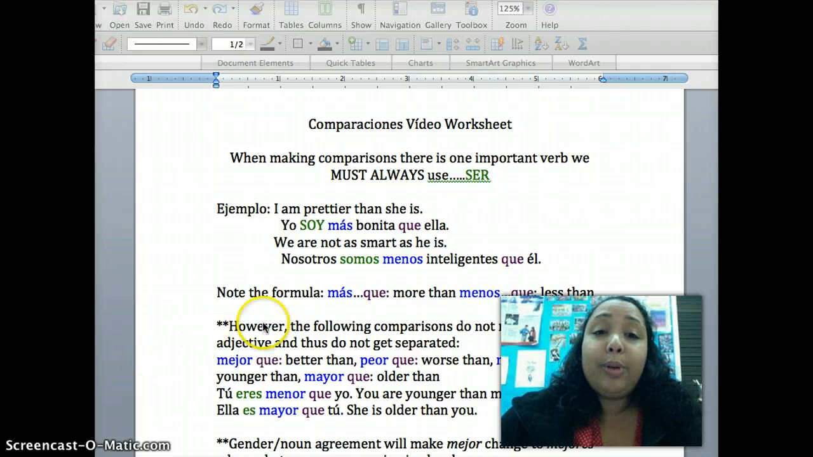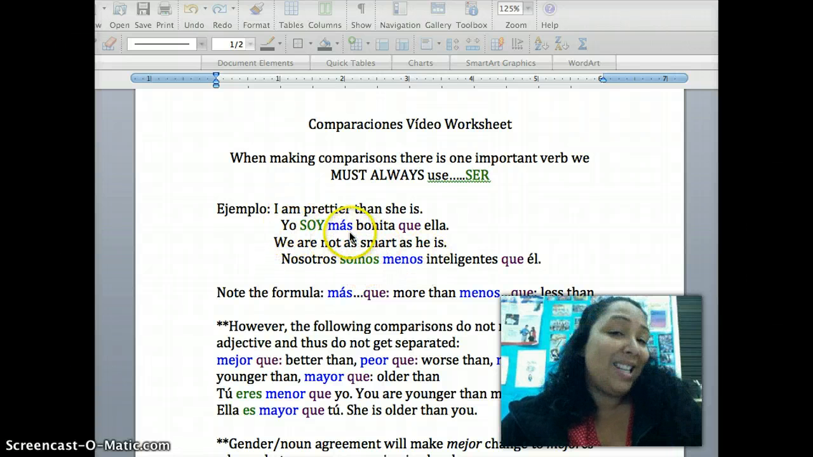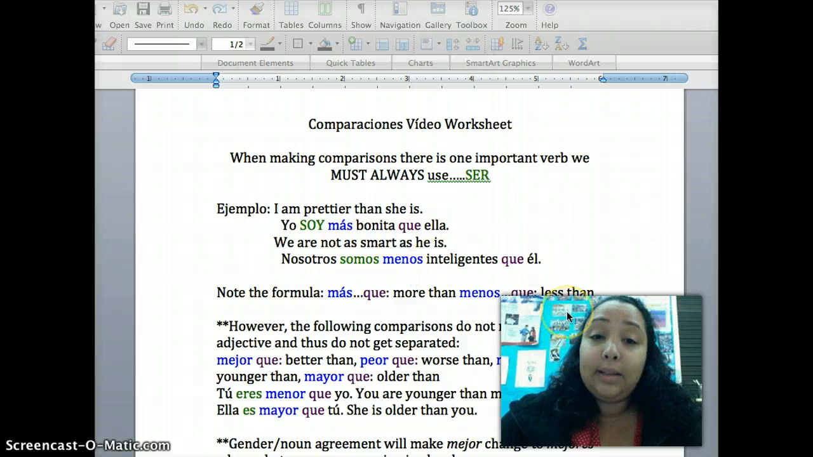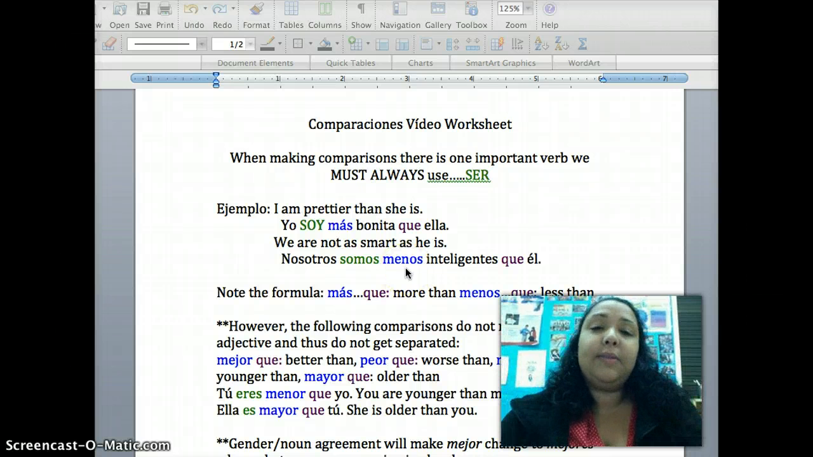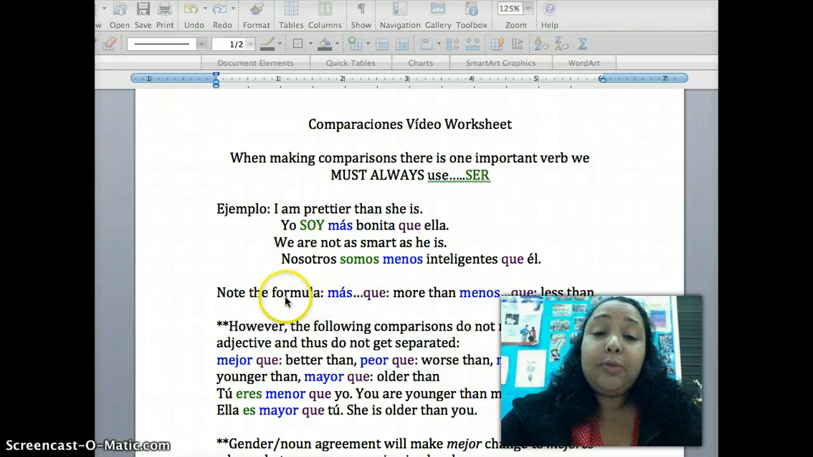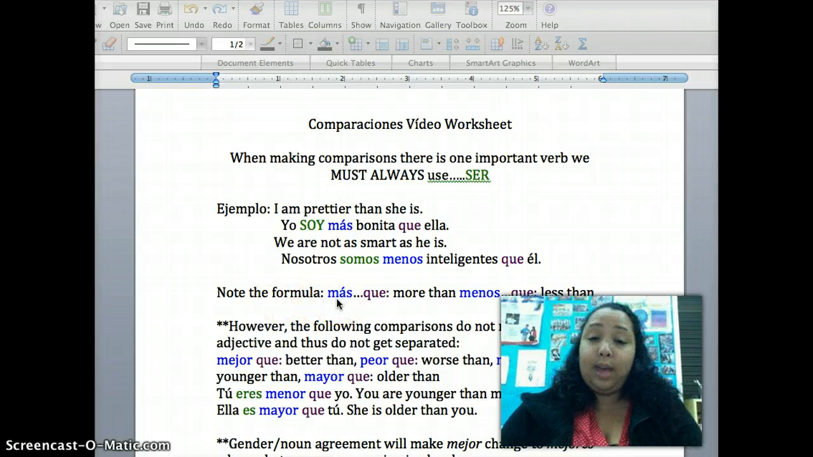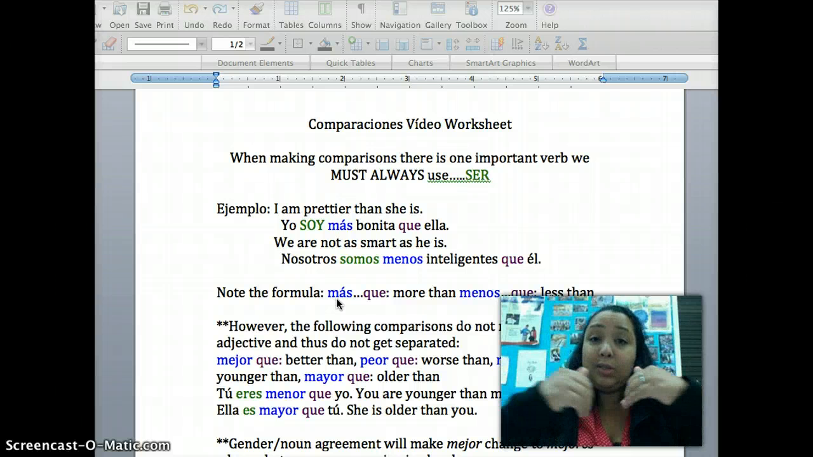The example, I am prettier than she is. Yo soy más bonita que ella. We're not as smart as he is. Nosotros somos menos inteligentes que él. I highlighted the form of ser in green. And of course, I have my más and menos in blue, so you see exactly where you're going to enter your comparative. And the que is in purple, which goes after your descriptive adjective. Note the formula, más dot dot dot que for more than, and menos dot dot dot que for less than. Inside those dot dot dots is where you're going to put your descriptive word, okay?